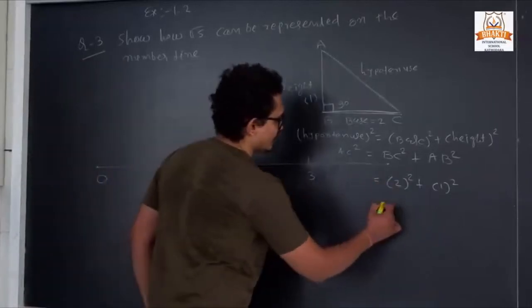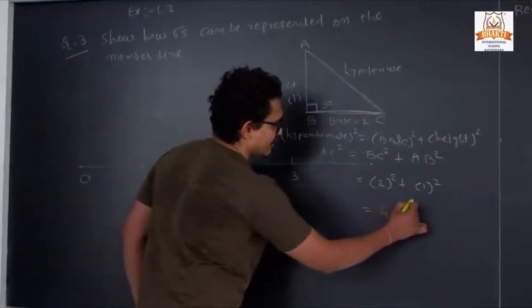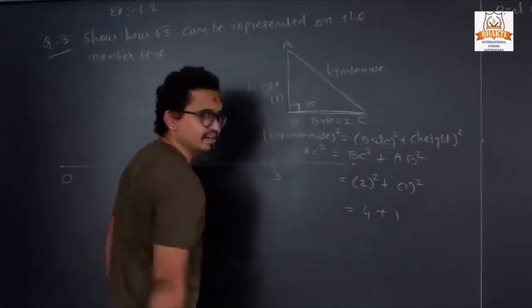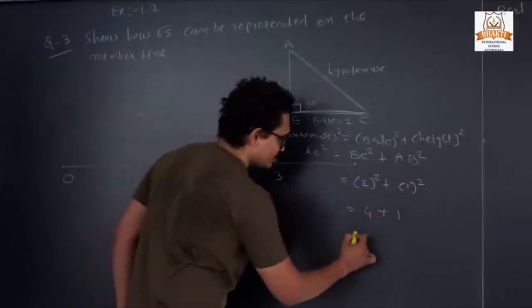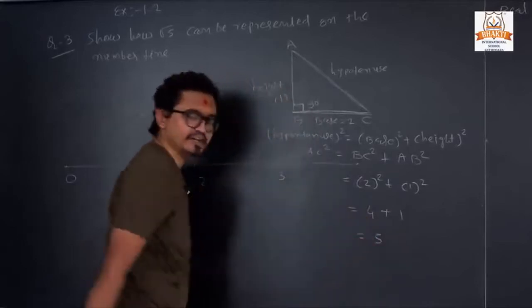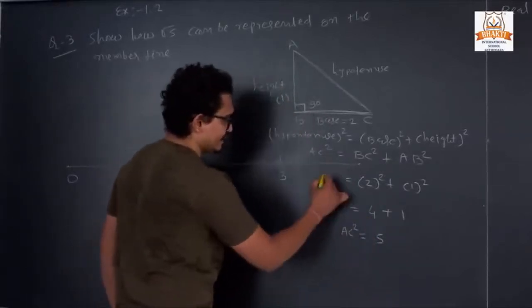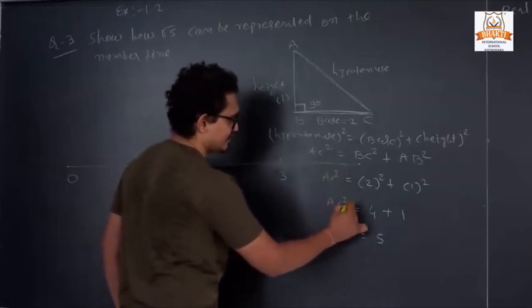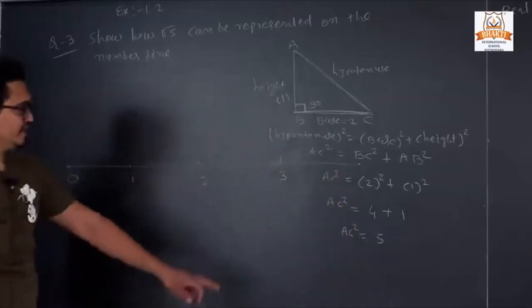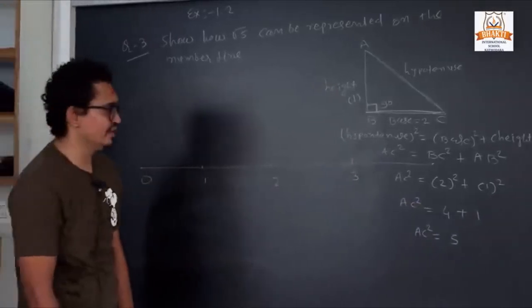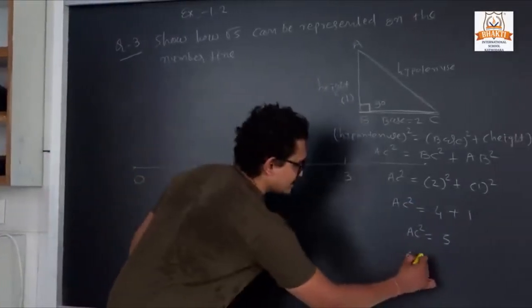So 2 square is 4 and 1 square is 1. So 4 plus 1 is the value 5. So what is our answer? AC square is equal to 5. Now we can take the square root.